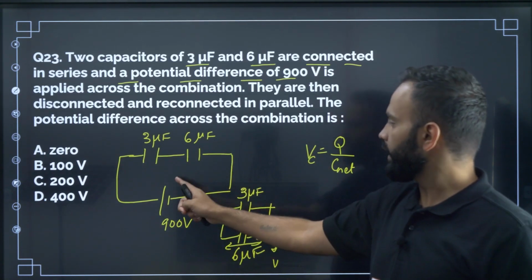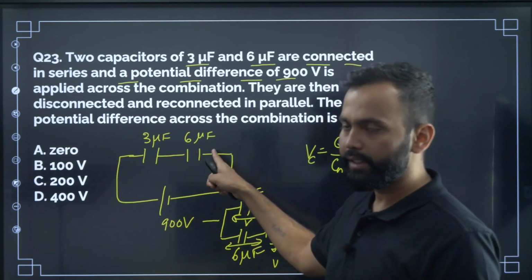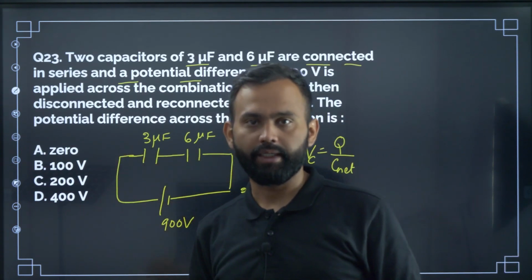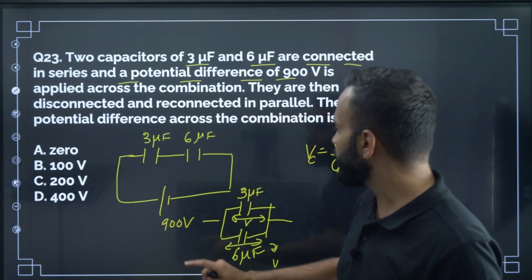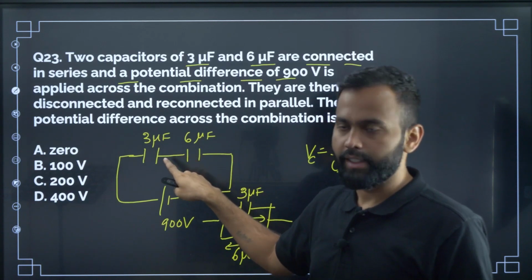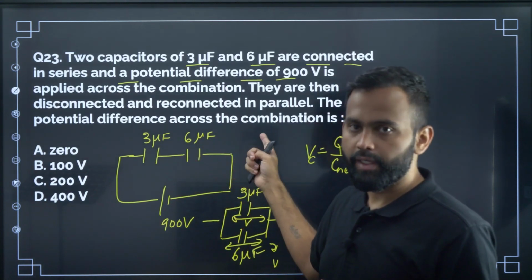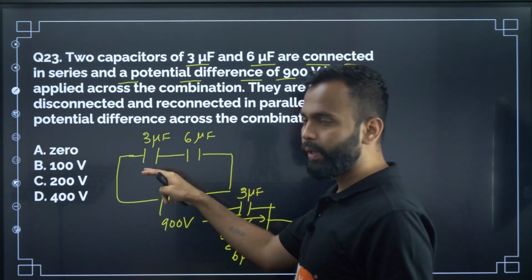These two are connected in series with 900 volt. In series the charge remains the same, the charge does not change. That is, the charge on 3 microfarad is the same as the charge on 6 microfarad. So let us find the charge on 3 microfarad and 6 microfarad, both are the same. These two are in series.